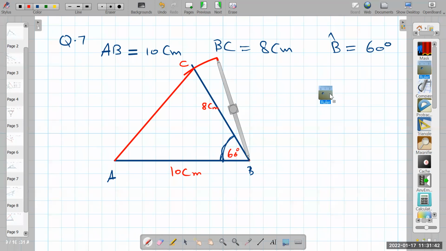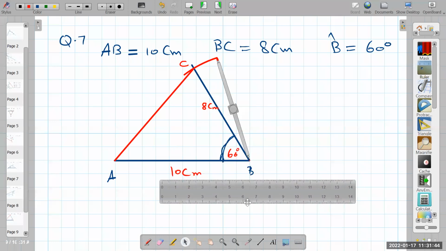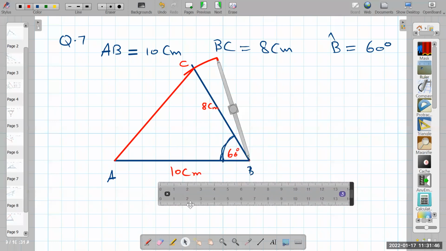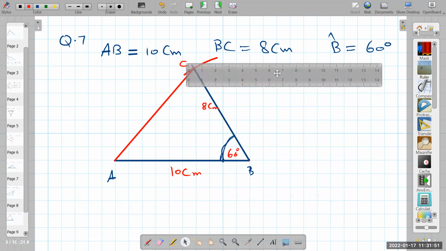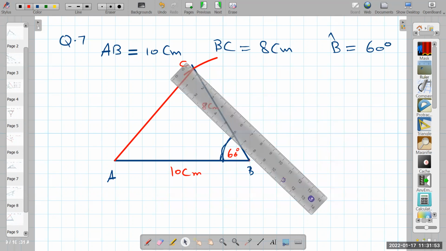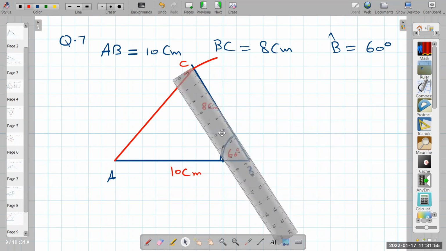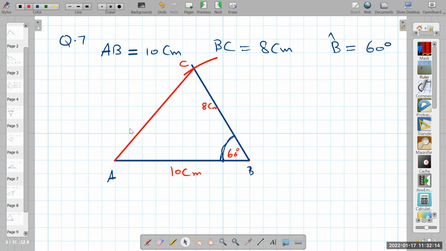If you want to check, this is really 8 centimeters or not, we can check like this with the help of scale. See this 8 centimeters. BC is equals to 8 centimeters. Do we erase the line that cuts through C? No need, no need.